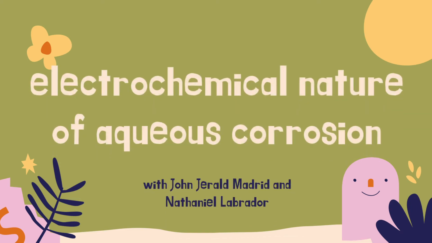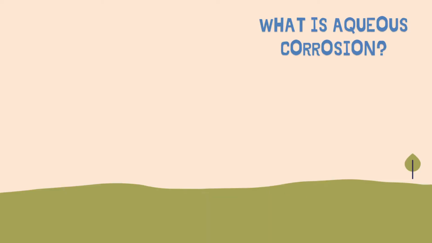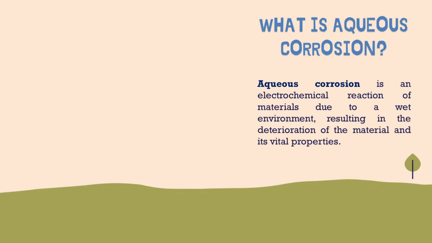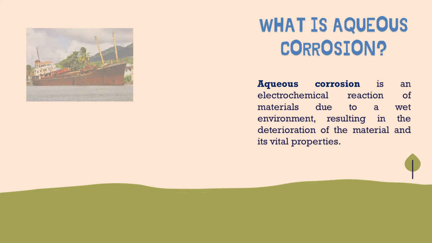The electrochemical nature of aqueous corrosion. What is aqueous corrosion? Aqueous corrosion is an electrochemical reaction of materials due to a wet environment, resulting in the deterioration of the material and its vital properties. So basically, it is a type of corrosion in a wet setting. These are examples of aqueous corrosion.